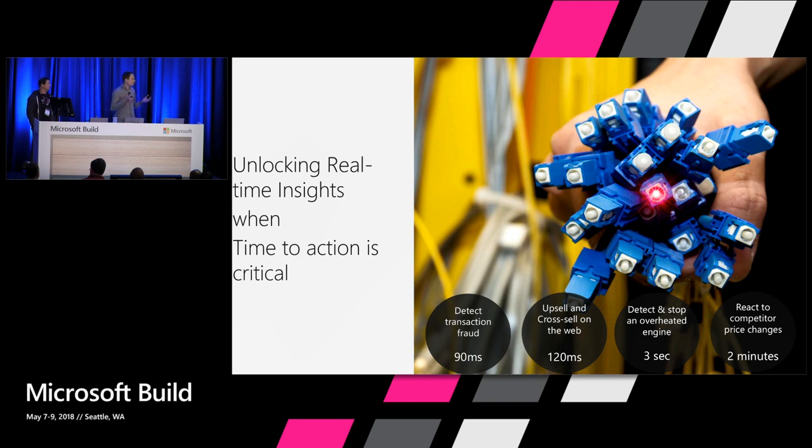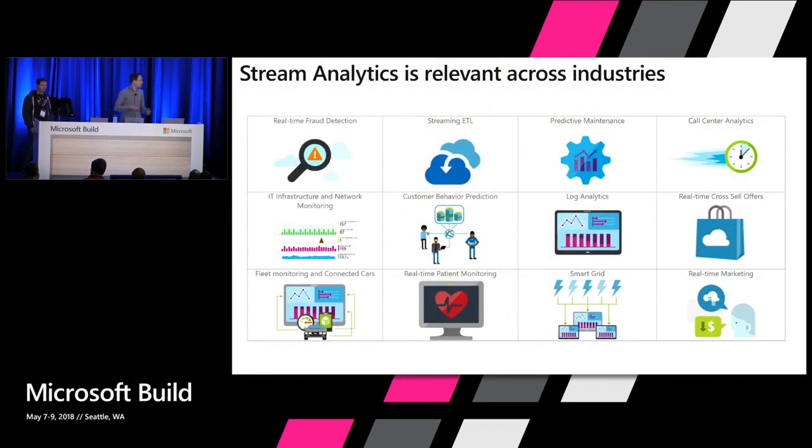In manufacturing, you want to detect anomalies, stop an engine when it overheats. So it's usually about a few seconds. And in retail, if you want to adapt and react to competitor price change, you only have a few minutes, especially in the world of online retail. Here are a few examples, but I can give more examples of industries. Real-time fraud detection, stream ETL, predictive maintenance, log analytics, fleet monitoring with geospatial, healthcare, smart grid and utilities, or real-time marketing. Basically, anytime you have data in motion and you want to take fast decisions, you can use stream analytics.